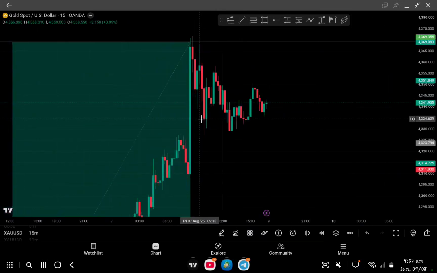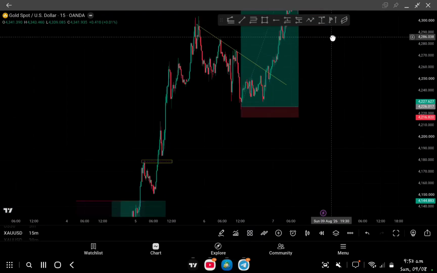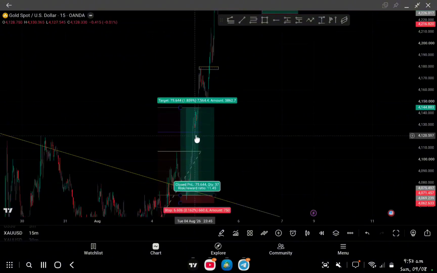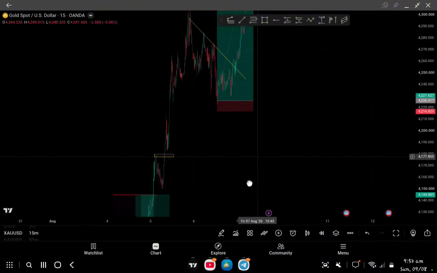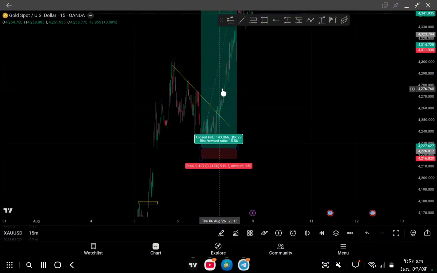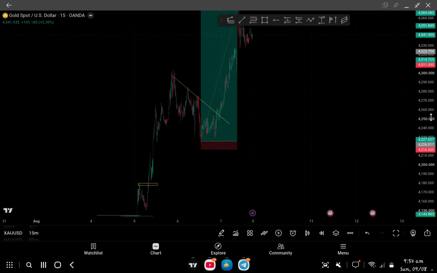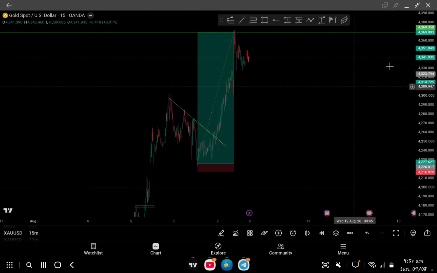But this week's trade was good, and I have only 2 trades, one 750 pips and the other 1400 pips, and these were my weekly trades. So thank you.